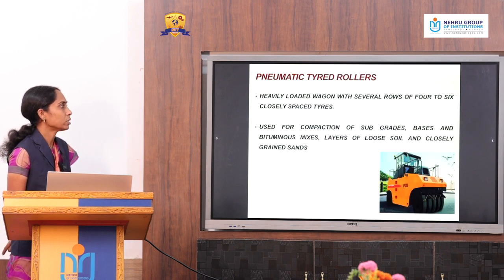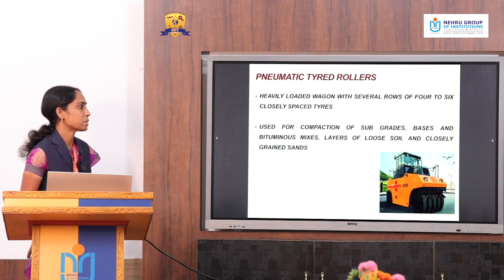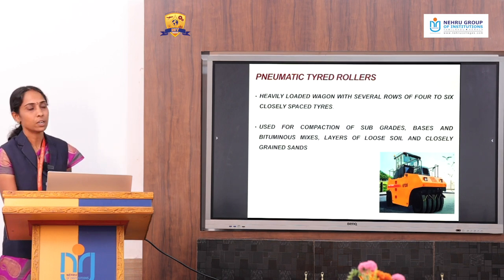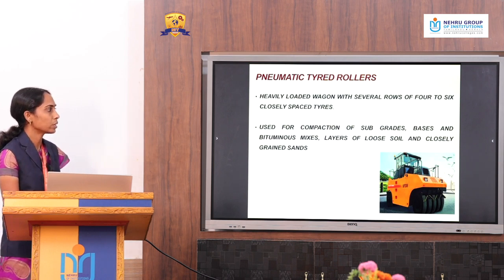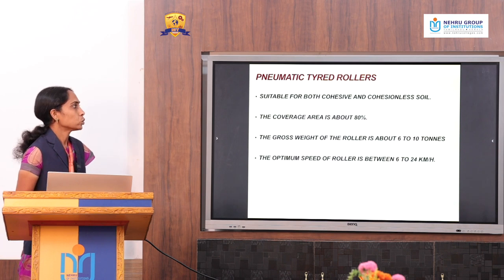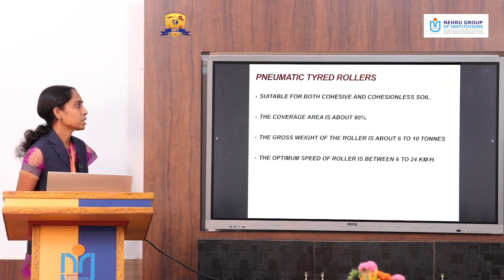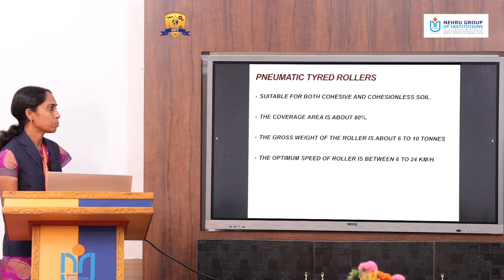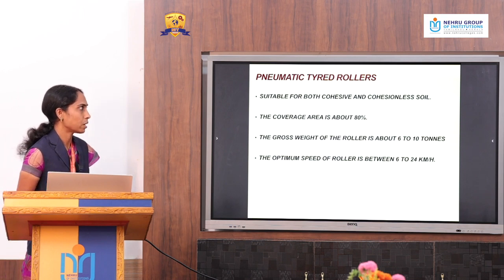Pneumatic tire rollers are heavily loaded wagons with several rows of 4 to 6 closely spaced tires, with several wheels at the front and the back. It is used for compaction of subgrades, bases, bituminous mixes, layers of loose soil and closely graded sands. It is suitable for both cohesive and cohesionless soil, whether clay or sandy soil. The coverage area is about 80%. Gross weight is about 6 to 10 tons. Optimum speed is 6 to 24 km per hour.